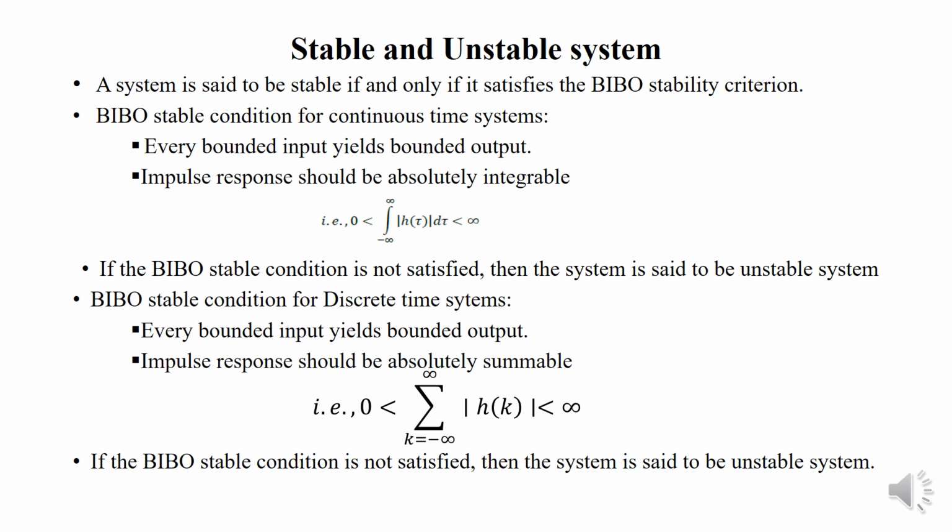BIBO stable condition for discrete time system: every bounded input gives bounded output, and the impulse response should be absolutely summable, and it is given by this equation. If the BIBO stable condition is not satisfied, then the system is said to be an unstable system.